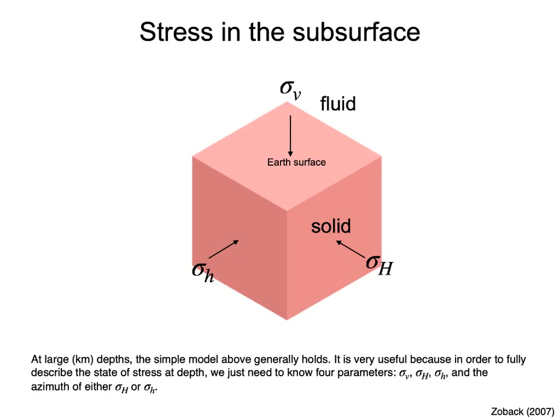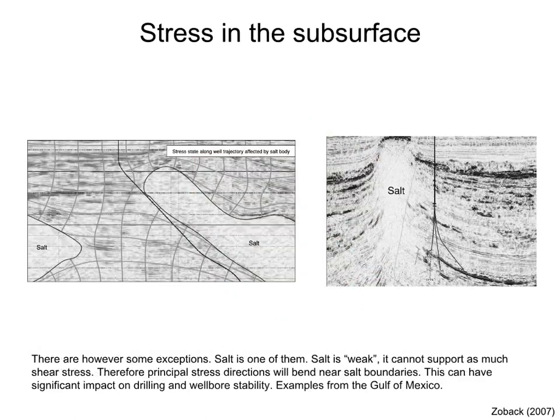This model is very useful, because it allows us to fully describe the state of stress at depth with just four parameters: sigma v, sigma capital H, sigma h, and the azimuth of either sigma capital H or sigma h. However, there are some exceptions. Salt is one of them.